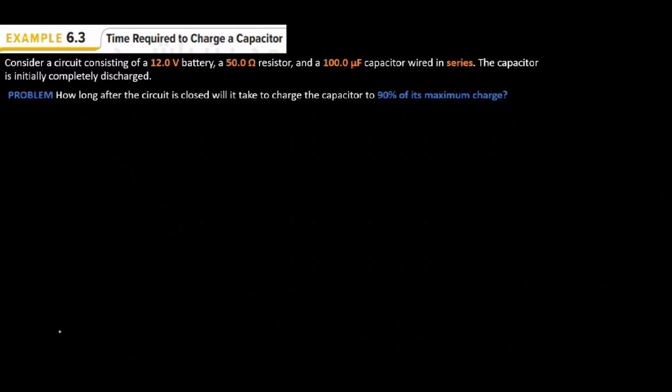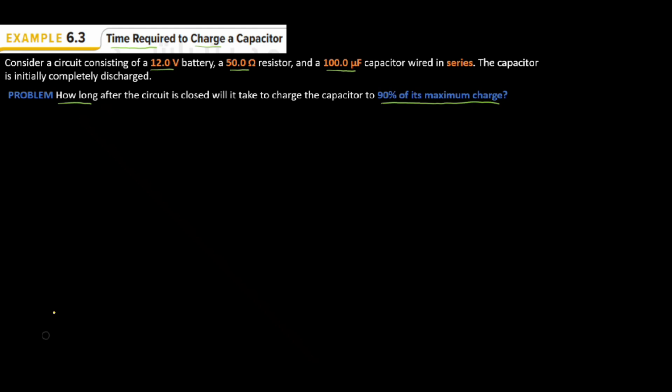In this video, we will discuss example 6.3 that talks about the time required to charge a capacitor. Consider a circuit consisting of a 12-volt battery, a 50 ohm resistor, and a 100 microfarad capacitor wired in series. The capacitor is initially completely discharged. The question is asking you, how long after the circuit is closed will it take to charge the capacitor to 90% of its maximum charge?